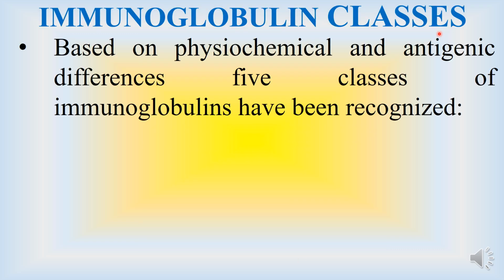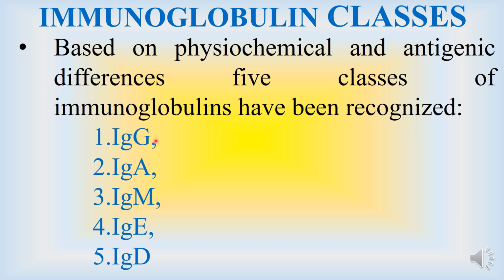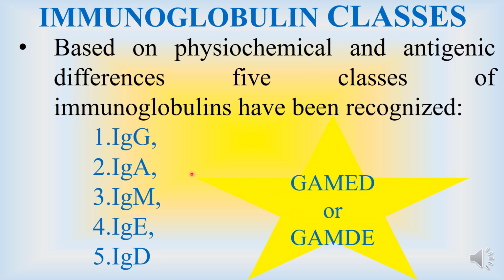Now we come to immunoglobulin classes. So based on the physicochemical and antigenic differences, the five classes of immunoglobulins have been recognized, which are namely immunoglobulin G, A, M, E and D. So there is a mnemonic for you to remember this, and that is GAMED or GAMDE. You can use any one of the mnemonic.